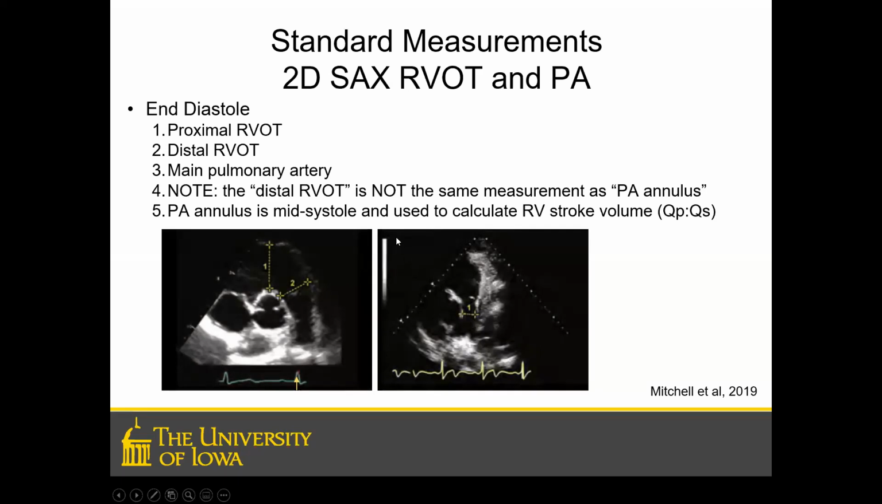Now, what's important to keep in mind with this is that this distal RVOT measurement is not the same measurement as pulmonary artery annulus. And on the equipment, those are 2 different sort of inputs, okay? The reason they're different is this distal RVOT measurement is in diastole. It's a diastolic measurement. If we want to measure the PA annulus to calculate RV stroke volume for QPQS, that has to be a mid-systolic measurement. So those are different measurements. They're at the same location, different timing.